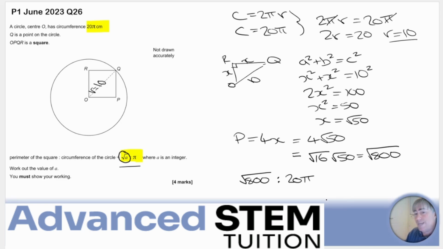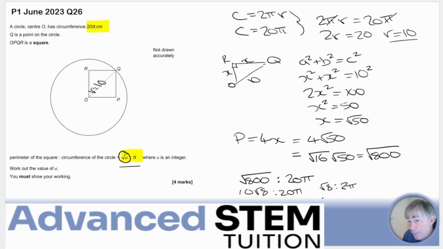Okay, we're nearly there. We need to simplify this. So what is the square root of 800? Well, actually, the square root of 800 is 10 root 8 to 20 pi, and we can simplify that ratio to root 8 to 2 pi. We're very, very close now.